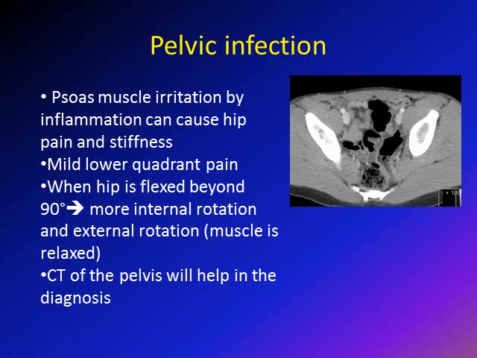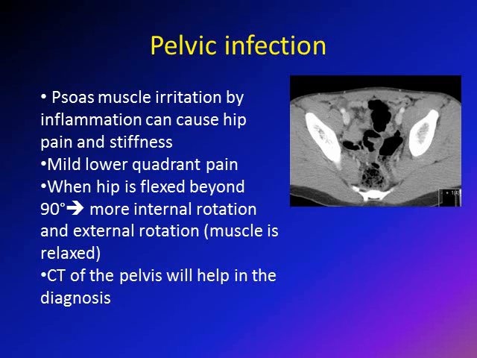Another cause of hip pain in children is deep pelvic infection. Cases of deep pelvic infection like mesenteric adenitis or appendicitis or psoas abscess will cause irritation and inflammation of the psoas muscle. The psoas muscle courses very close to the hip capsule and is inserted into the proximal femur. So psoas irritation and inflammation will be transferred to the hip joint. The child will present with hip pain together with lower quadrant abdominal pain.